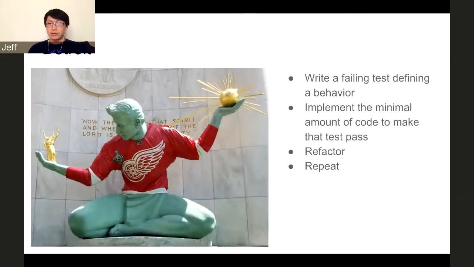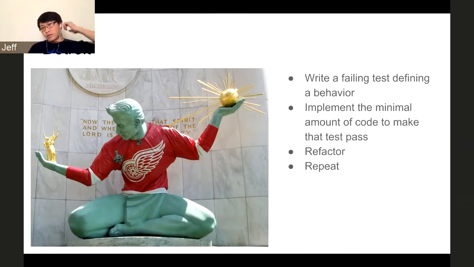The Detroit school follows a pretty familiar pattern. Write a failing test defining a behavior, implement the minimum amount of code to make that test pass, refactor that code until you're satisfied with that minimum amount, repeat from step one until you're happy. It has an emphasis that separates it from the London school of testing everything that you're using directly and shying away from mocking, indirection, and test doubles usually.